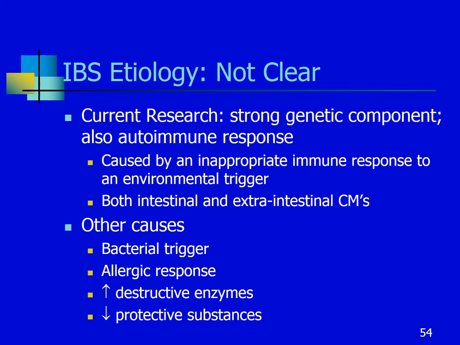Next slide. So, not really clear. Usually when it's not really clear, they say autoimmune, genetic. Other causes will be bacteria, allergen response, increased destruction enzymes, or decreased protective mechanism.